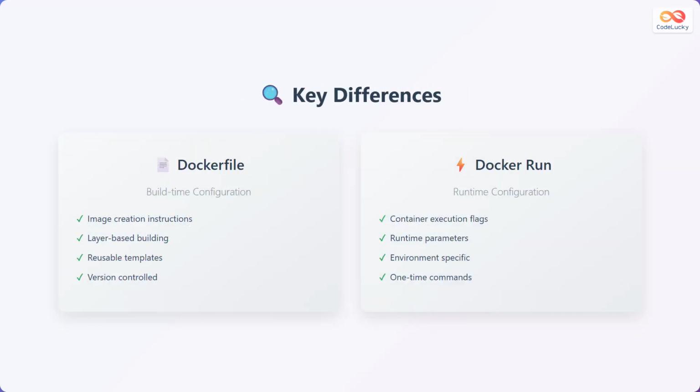Let's explore the key differences between Dockerfile and Docker Run. Dockerfile is used for build time configuration. It contains image creation instructions, uses layer-based building, provides reusable templates, and is version controlled. Docker Run, on the other hand, is used for runtime configuration. It uses container execution flags, sets runtime parameters, is environment-specific, and supports one-time commands.